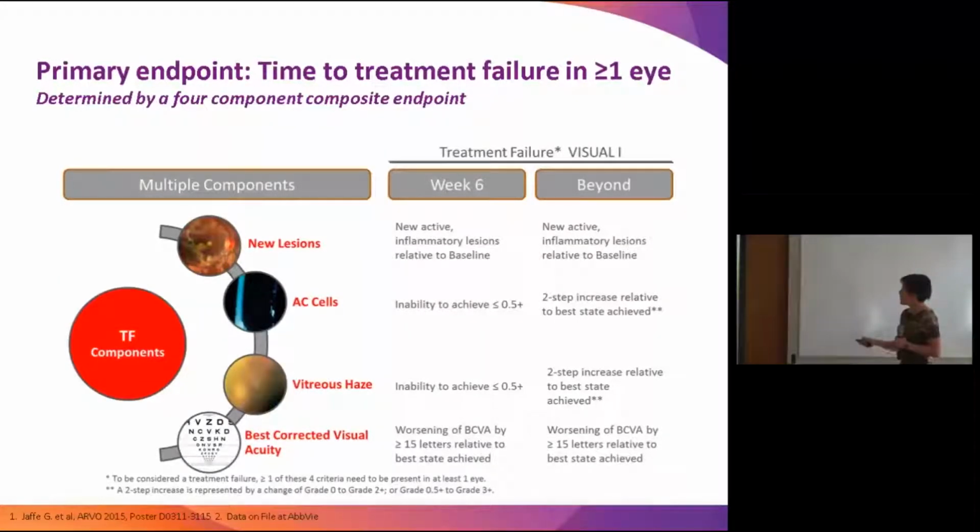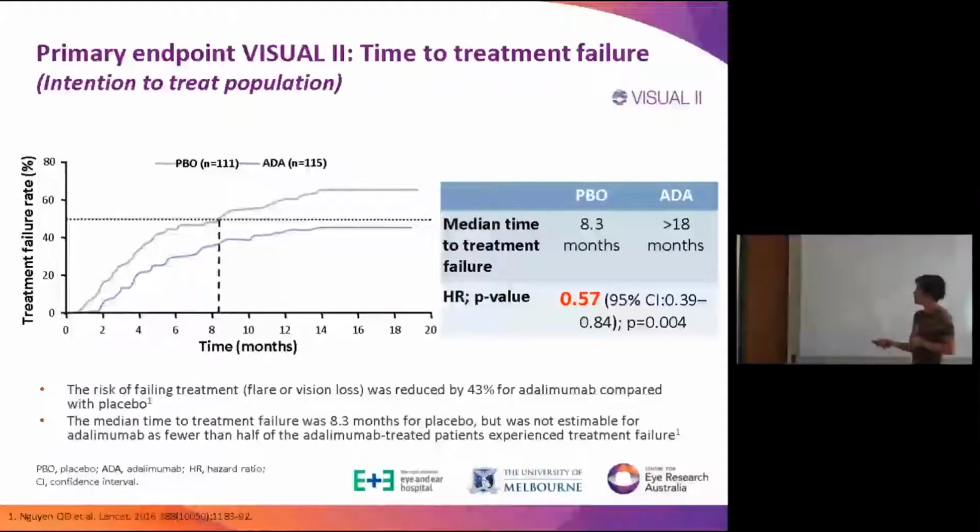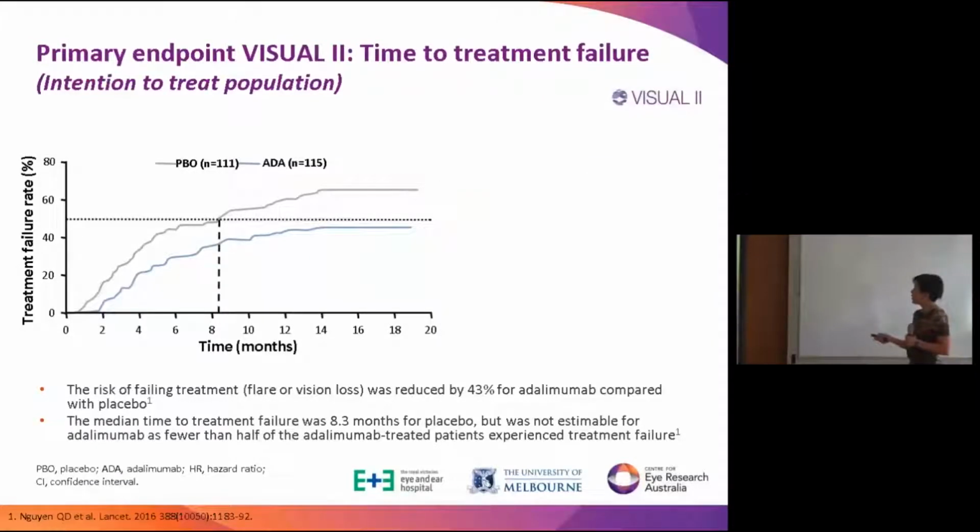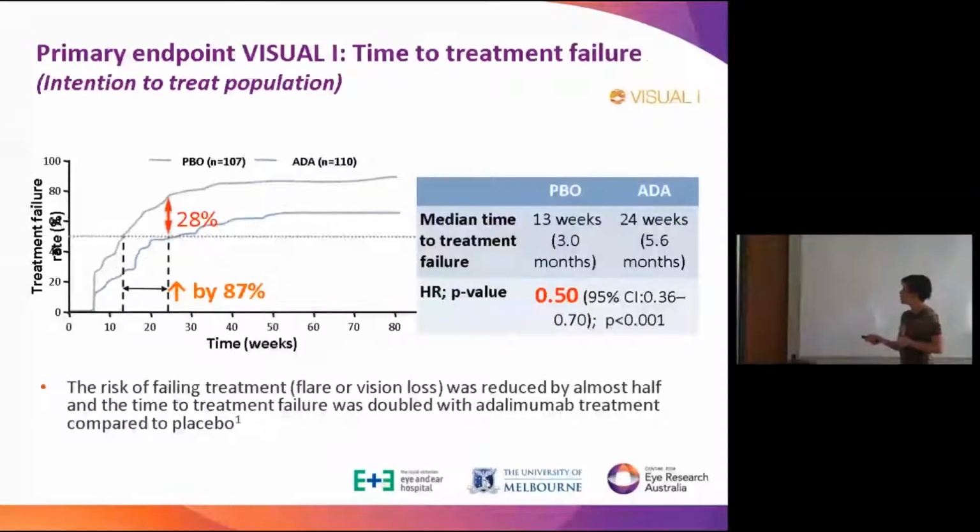Now, with this study, there were multiple primary endpoints with regards to clinical outcomes. But just to cut to the chase with regards to results, you can see here that there was a far lower risk of failing treatment. It was reduced by almost half in the Humira group as opposed to the placebo group. So we found that it worked, and the time to failure was doubled. So you were less likely to flare, and if you were to flare, it happened at a much later time point than those patients who were on placebo.